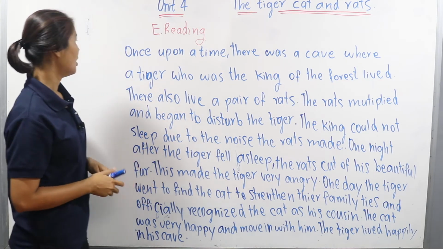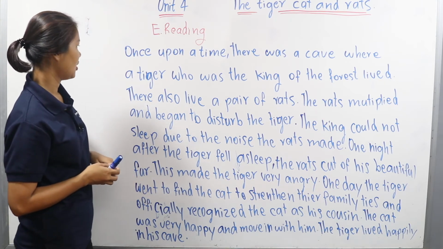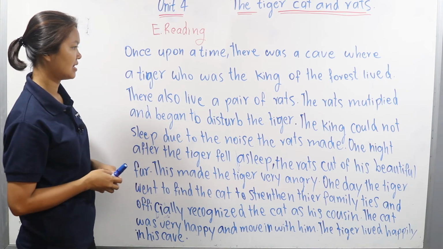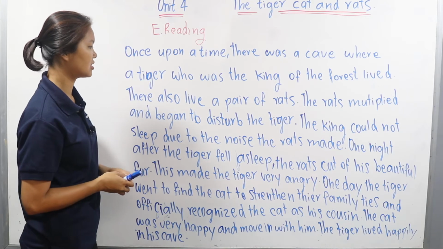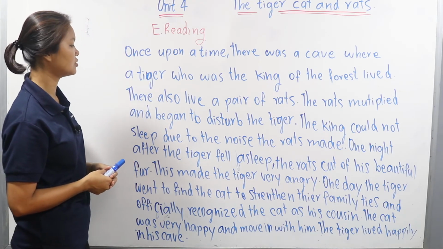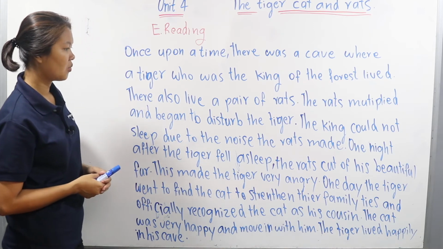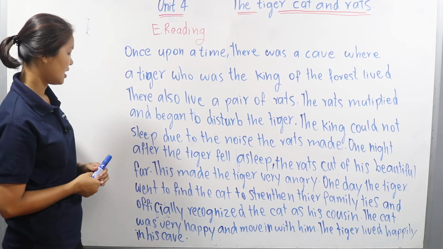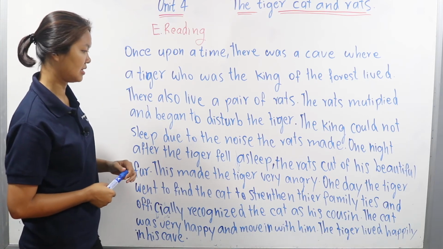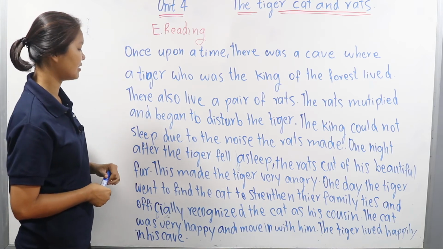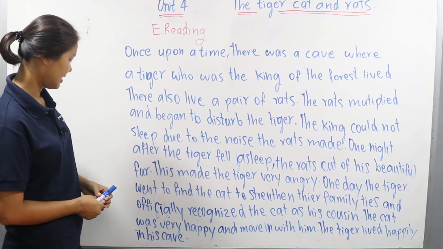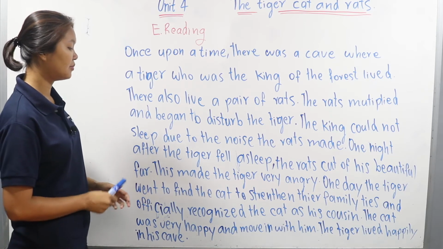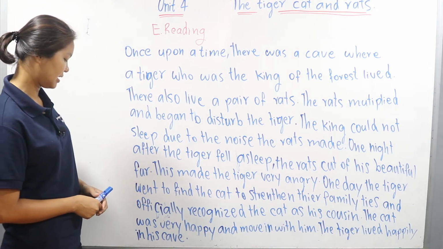So now please listen. Once upon a time, there was a cave where a tiger who was the king of the forest lived. There also lived a pair of rats. The rats multiplied and began to disturb the tiger. The king could not sleep due to the noise that the rats made. One night, after the tiger fell asleep, the rats cut off his beautiful fur. This made the tiger very angry. One day, the tiger went to find the cat to strengthen their family ties and officially recognized the cat as his cousin. The cat was very happy and moved in with him. The tiger lived happily in his cave.